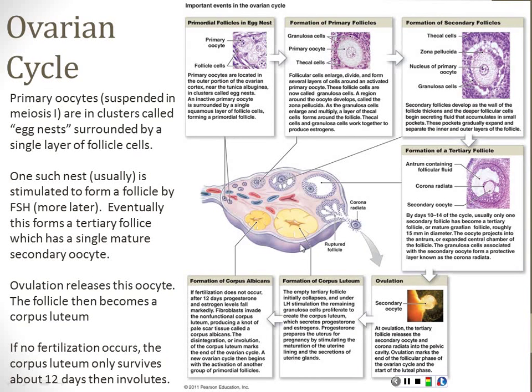Now, if no pregnancy occurs, this corpus luteum eventually disappears after about 12 days. And as it shrinks and gets smaller, the progesterone and estrogen that it's making, the levels start to fall because the cells are dying off, and eventually it disappears, completely involutes, and that is what starts this whole cycle again.